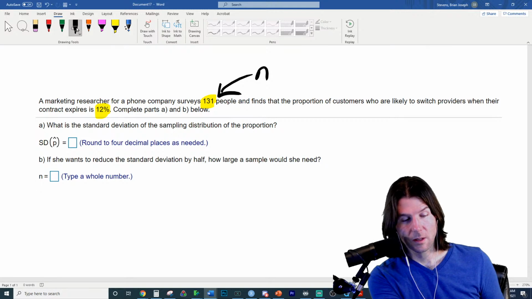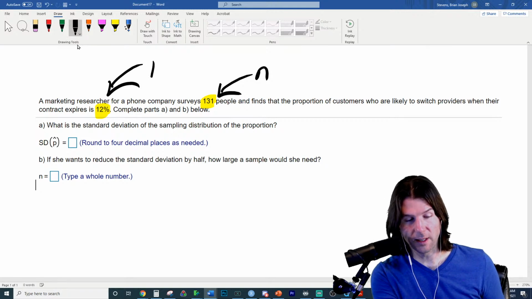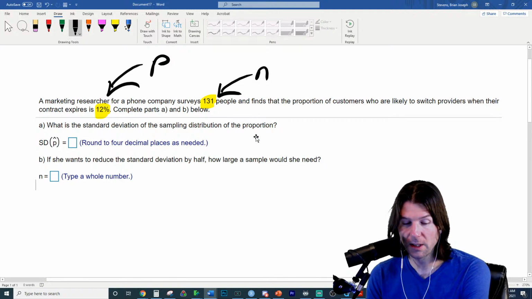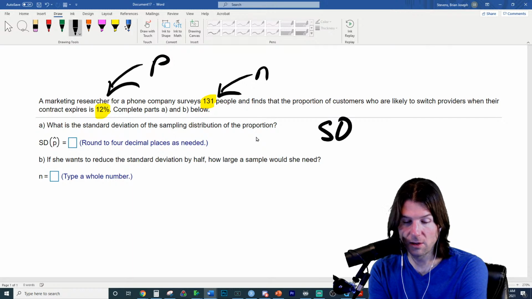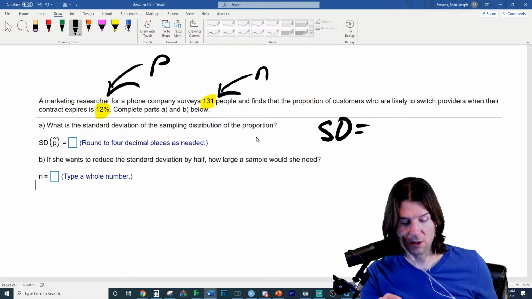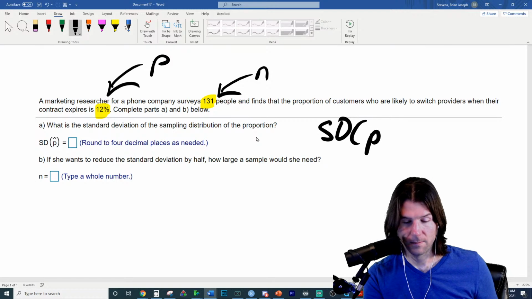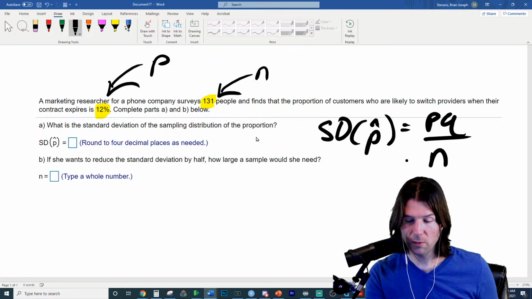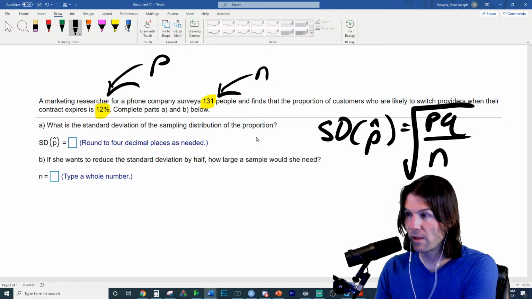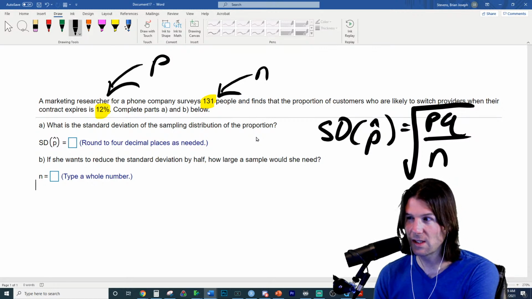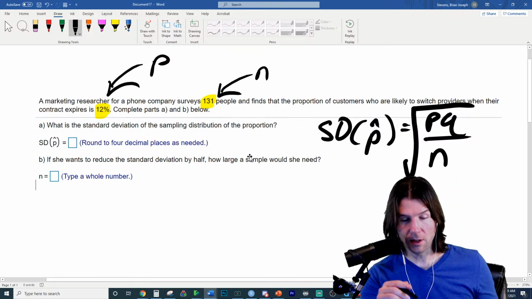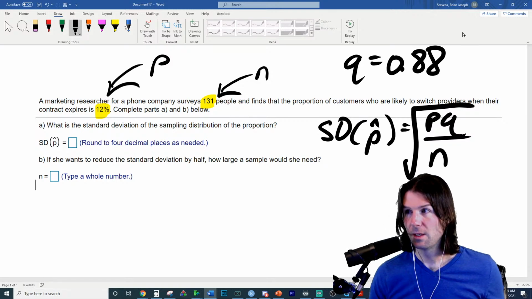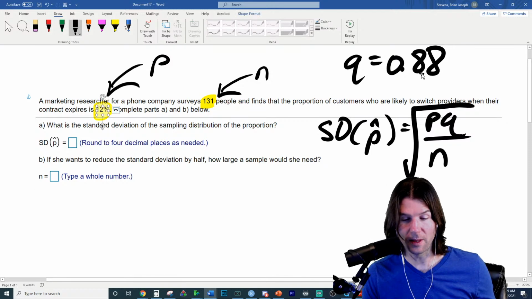They really don't make it sound like a known proportion right there, but that is a known proportion because it says, what is the standard deviation of the sampling distribution of the proportion? So it's asking for the standard deviation, which is equal to the square root of P times Q over N. So this is the standard deviation for the sampling distribution of the sample proportion, and we're going to see something interesting with this question. Now we need to know what Q is. Q is just the complement of P, and we have the same one, ironically, as we had last question. So Q and P are complements of each other, which means they add up to 1.